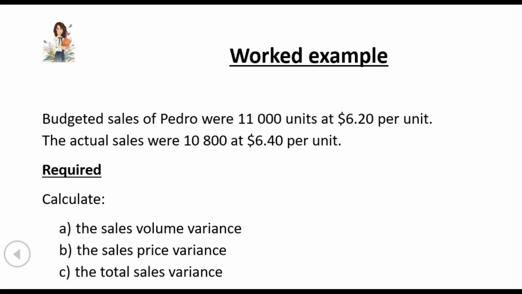The budgeted sales of Pedro were 11,000 units at $6.2 per unit. The actual sales of Pedro were 10,800 units at $6.4 per unit. In part A, we are required to calculate the sales volume variance. So let's get started. So we'll write the formula for sales volume variance first.